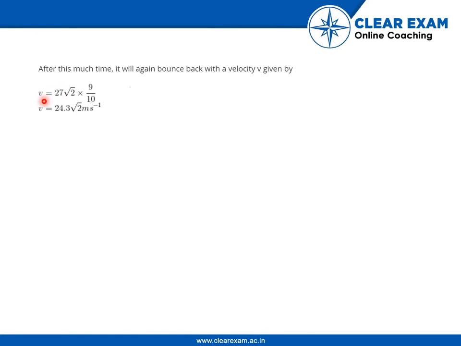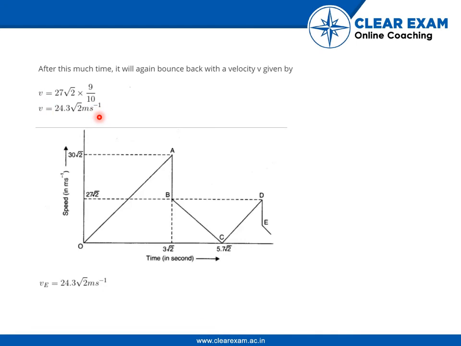So again, you can find out the value of the next speed, and this speed will also be losing value. So it is having a value of 9/10 of its previous speed, which is 27 root 2, and it is coming out to be this much. And after that, you need to plot the values that you have already calculated in this particular graph. So you have the speeds at different instances of time. You just need to plot the points and join them.